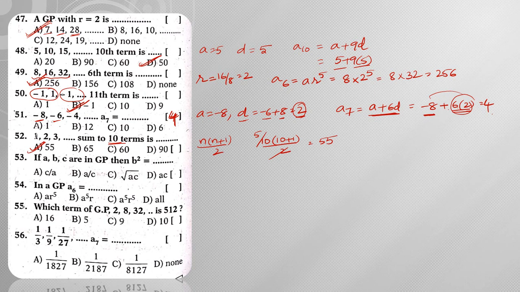Next, if A, B, C are in GP, then B square is equal to A into C. Now in a GP, A6 can be written as A into R power 5. Hence option A is my answer.